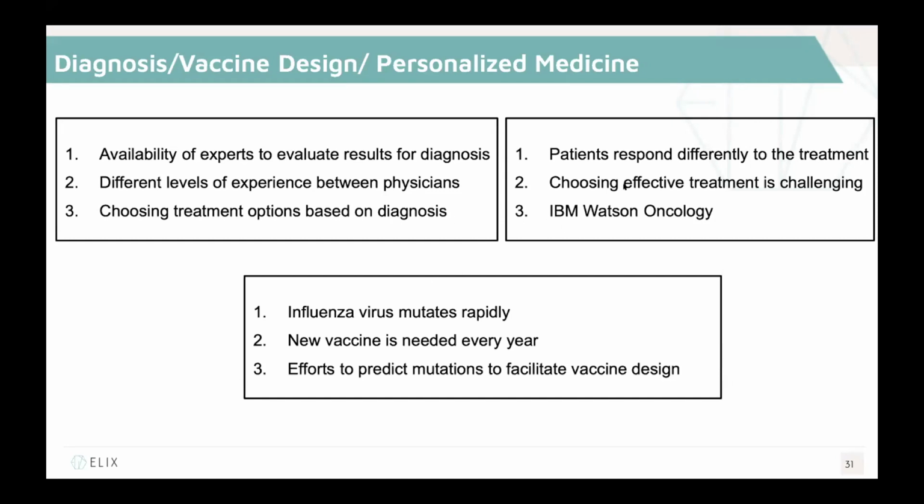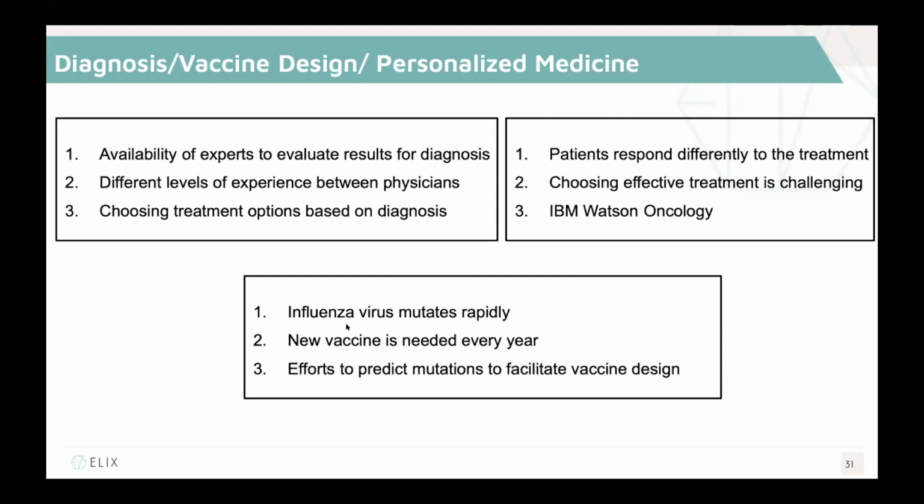We also have a problem where patients respond differently to the same treatment, and you need to come up with a good treatment option, which is challenging. In this case, IBM's Watson Oncology project tries to find the best treatment option for cancer patients and help out the physicians. This is also one kind of contribution to the field.